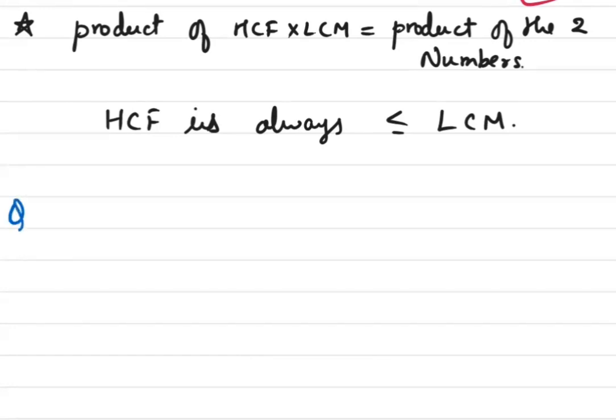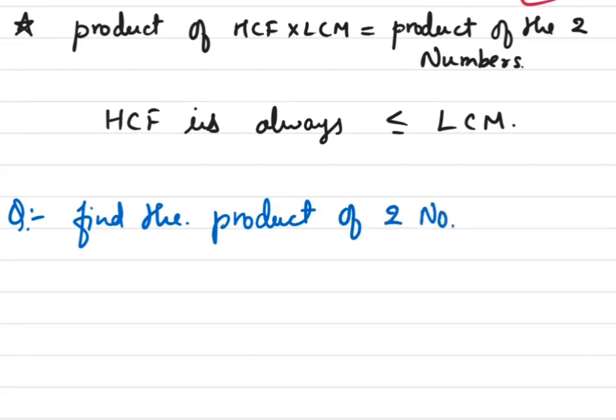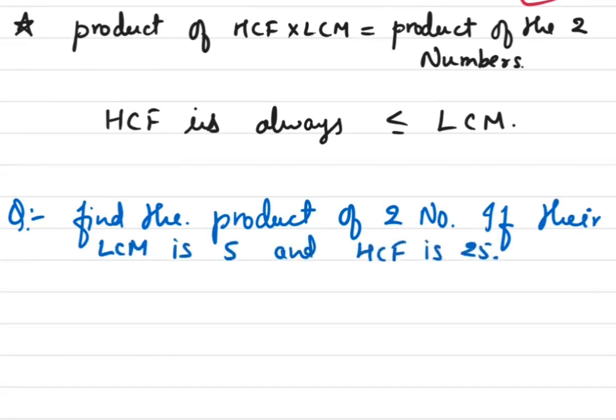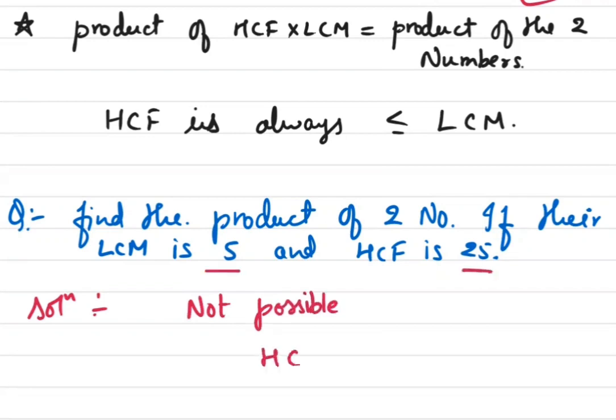Now let me quickly ask you one question based on this. The question says: find the product of two numbers if their LCM is 5 and HCF is 25. So pause this video and do try it. Well, the answer over here is not possible. And guess what is the reason? What is the LCM given to us? 5. And what is the HCF? 25. We know the fact that HCF is always less than or equal to LCM. Therefore, this is not possible. So be careful with this.